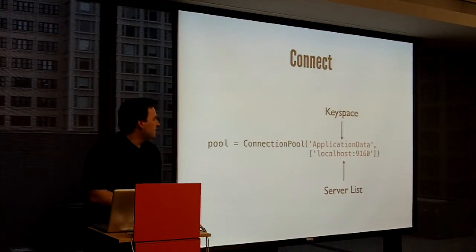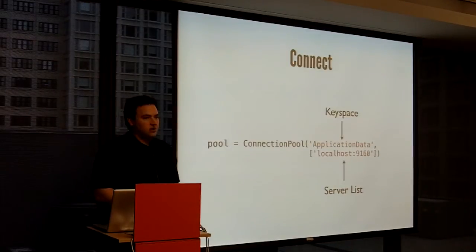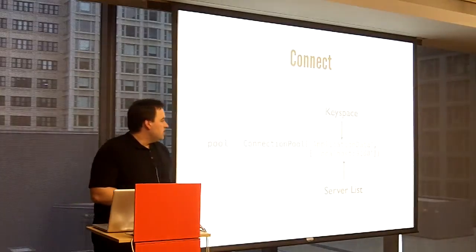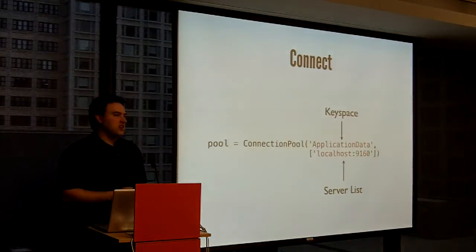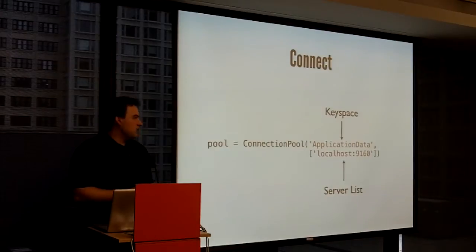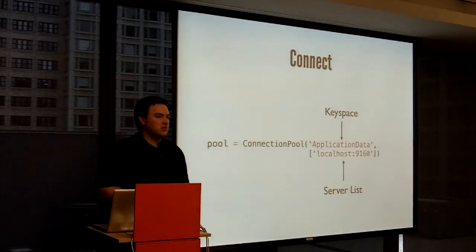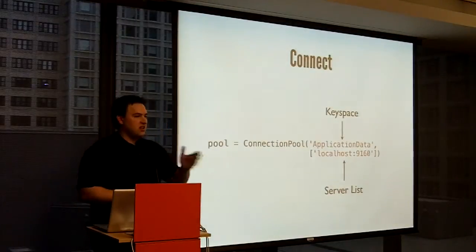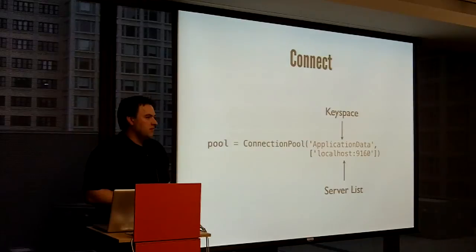So pycassa connect. Pycassa has connection pools. Do all the stuff that connection pools do. Tell it a key space and give it a server list. It's going to do failover between the server list. Create a thread pool, and if you have multiple threads, it's going to hand out connections, one to each thread, so that your connections are balanced across the different servers, so that you're going to get more concurrency.